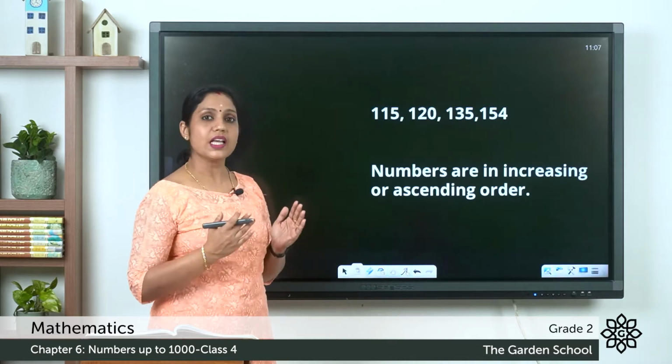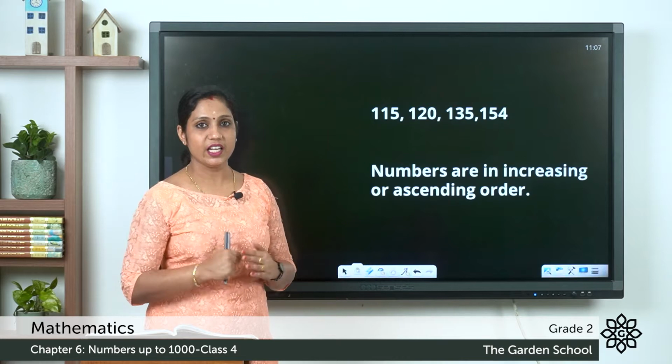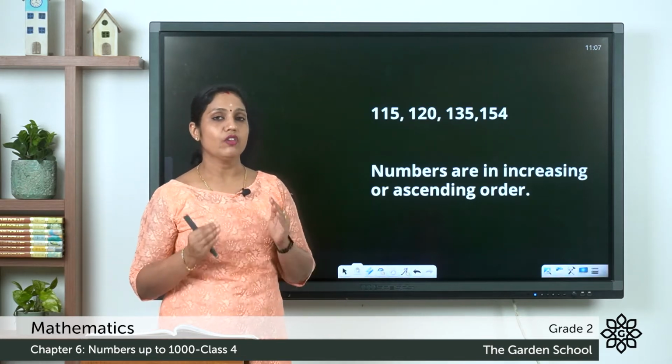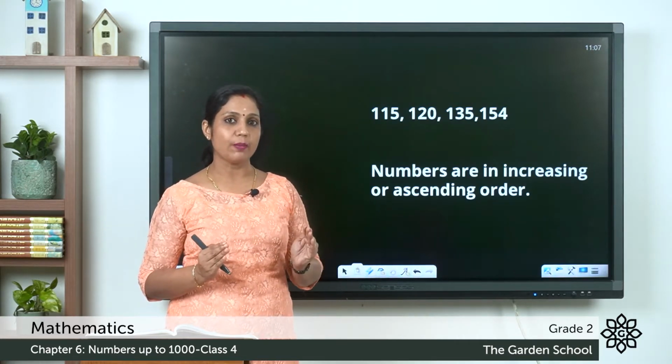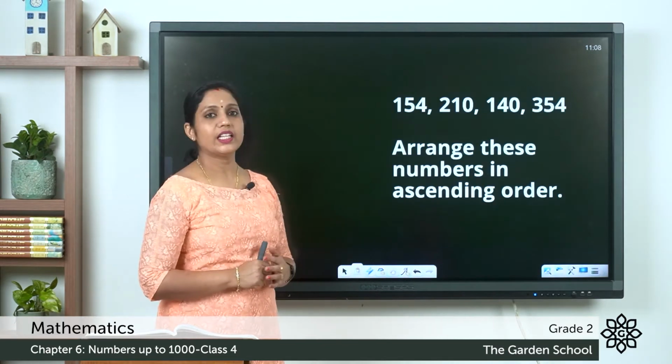So when the numbers are going in an increasing order, we can say that it is going in the ascending order. In the ascending order, we always have to write the smallest number first and then the largest number last.